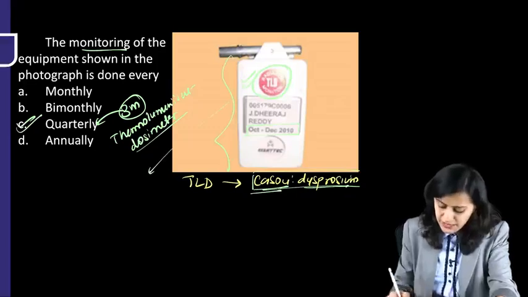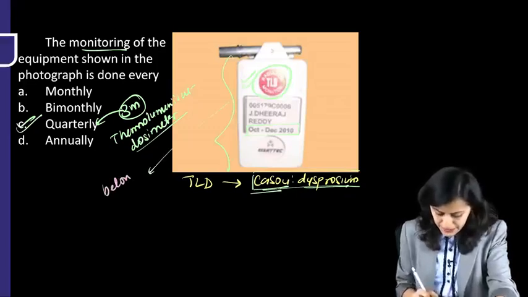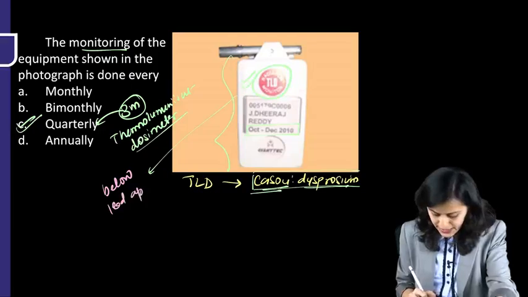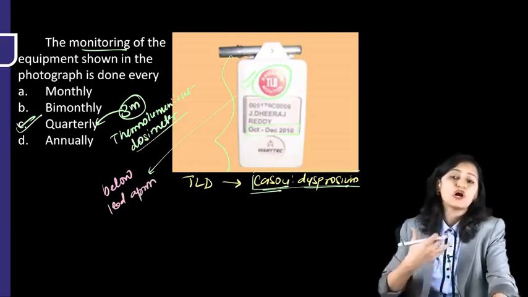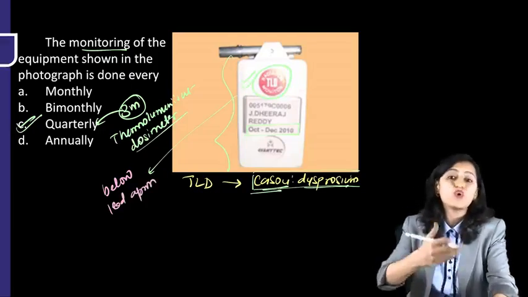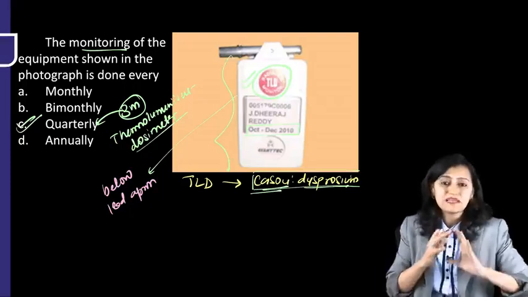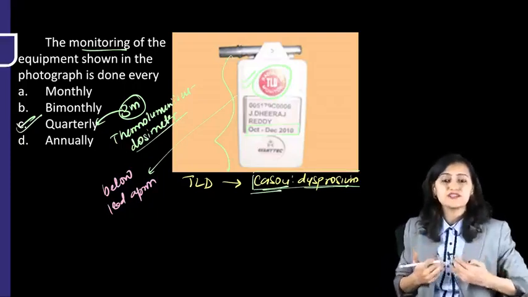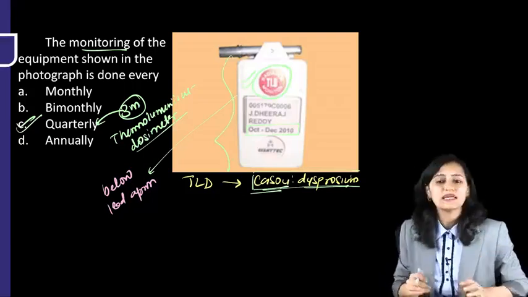Should we wear it above the lead apron or below the lead apron? It should be worn below the lead apron because we don't want false high values if we wear it over the lead apron. The lead apron is protecting us from some radiation, so the true radiation is below the lead apron.